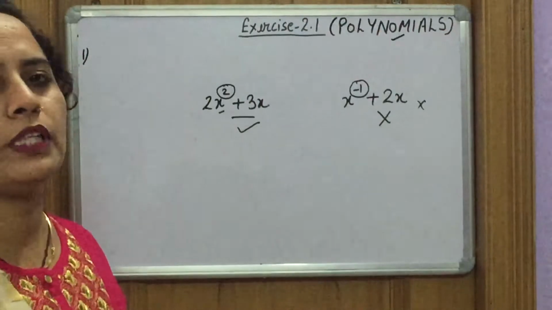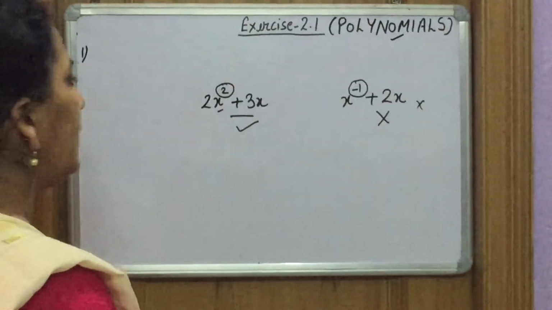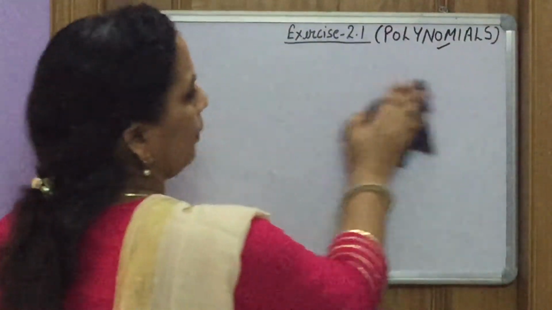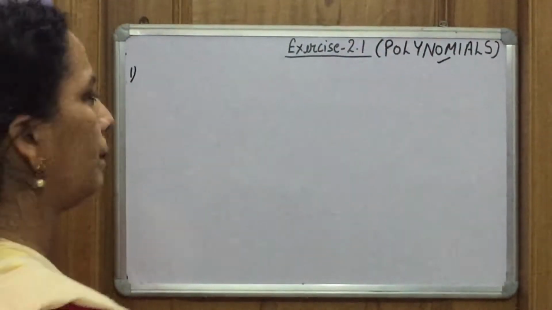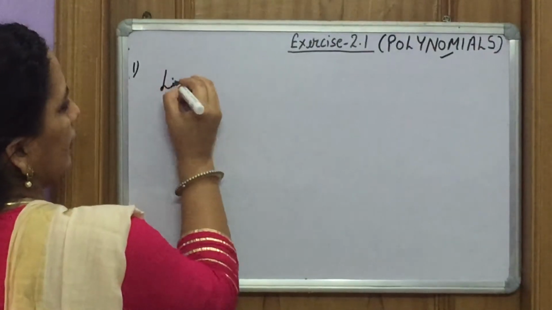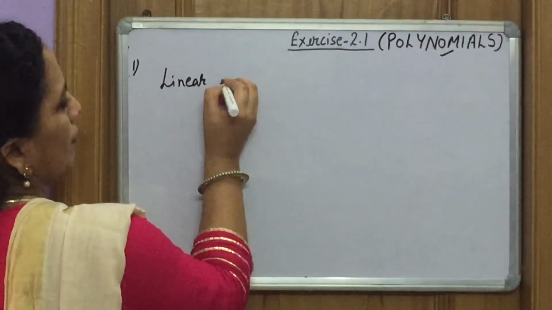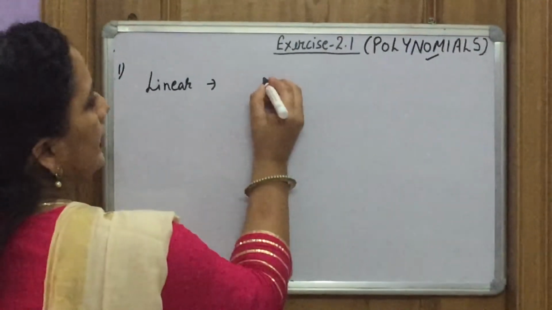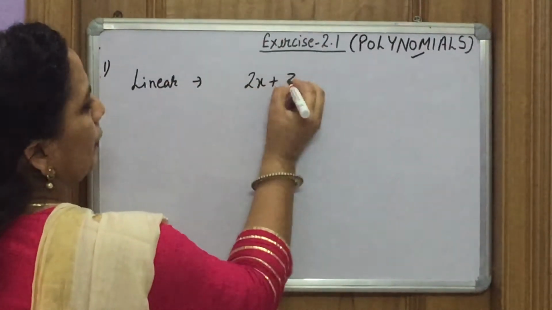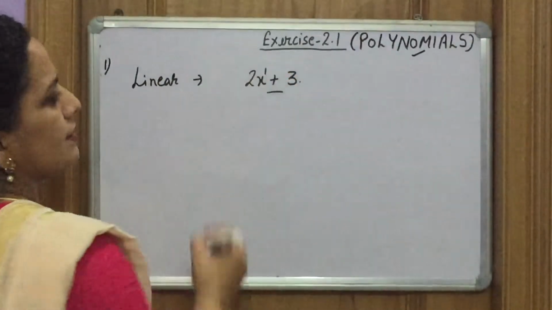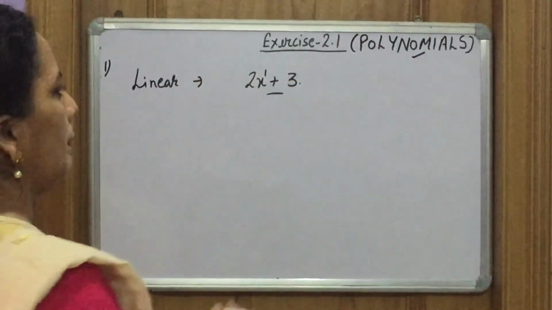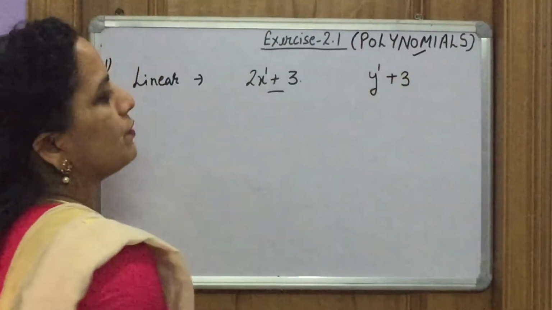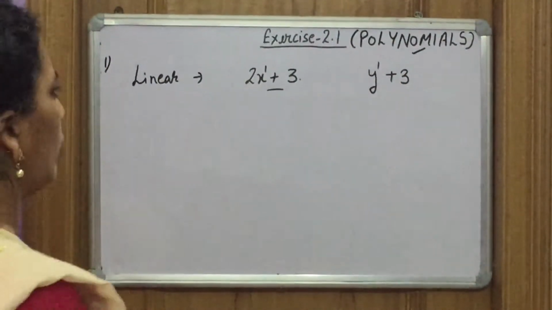Now if we discuss about its types, we have many types of polynomial. First is linear polynomial. A polynomial in which power is 1, that means degree is 1, then we say that this is a linear polynomial. Here power is 1, so we can say this is linear polynomial. Another example, y plus 3. Degree is 1, so we can say this is linear polynomial.